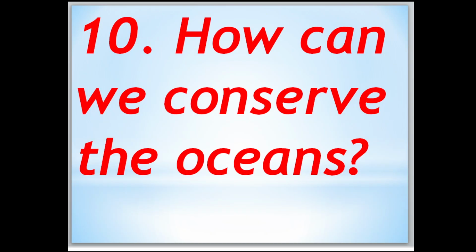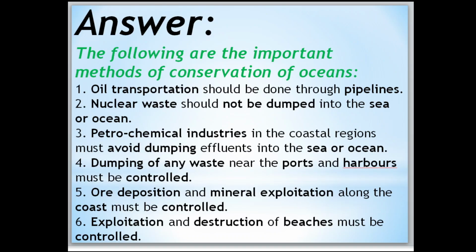Now the 10th one, how can we conserve the oceans? The answer is, the following are the important methods of conservation of oceans. First one, oil transportation should be done through pipelines. Then second one, nuclear waste should not be dumped into the sea or oceans.